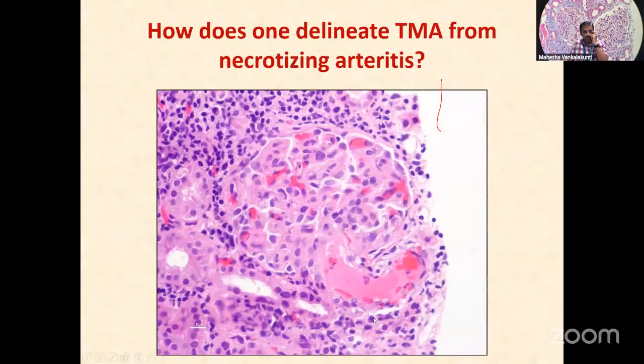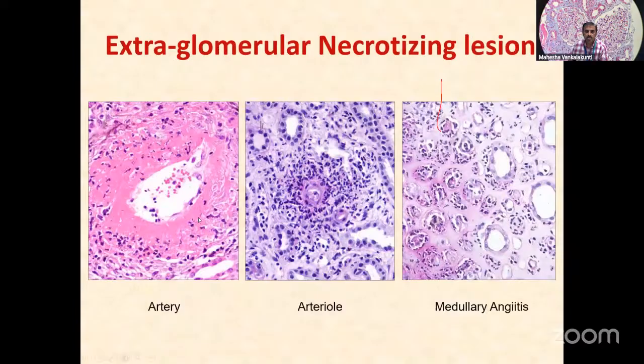This is one of the mimickers with which the pathologist would face difficulty in calling a necrotizing lesion in this feeding arteriole, the preglomerular arteriole. As you see here, this is the histology of a thrombotic microangiopathy, where the fibrin is limited to the vessel lumen without any inflammatory reaction. Whereas the arteries have nuclear debris in the vessel wall, and the inflammatory reaction is quite significant.